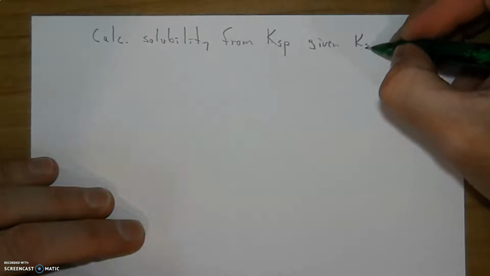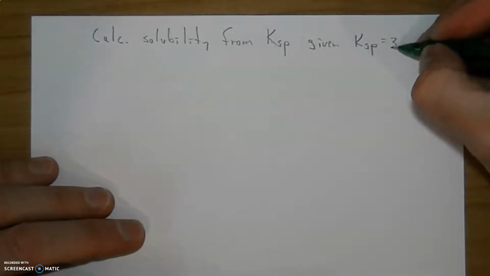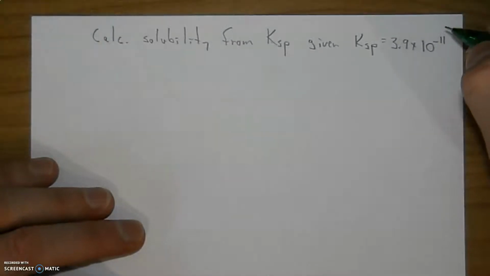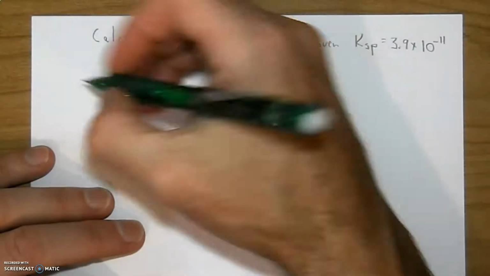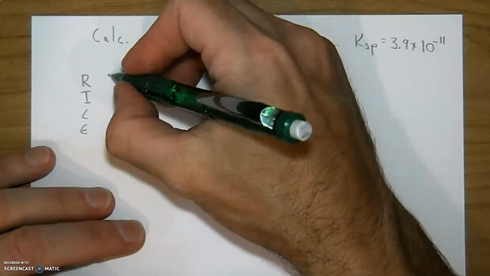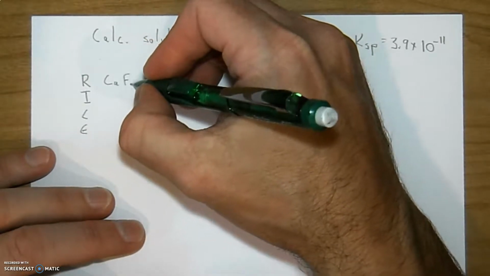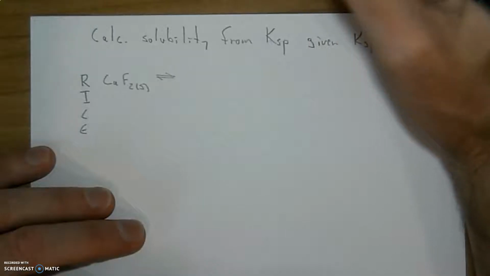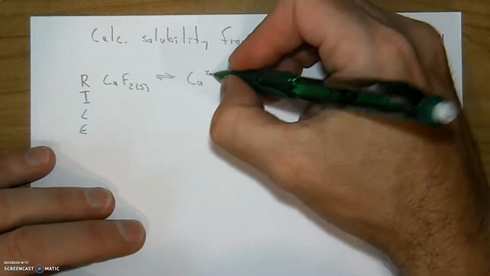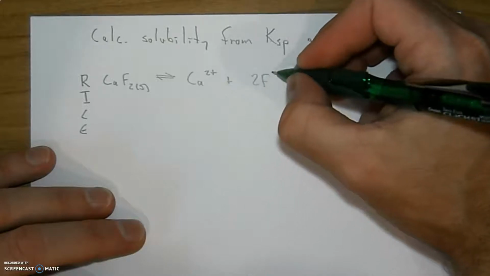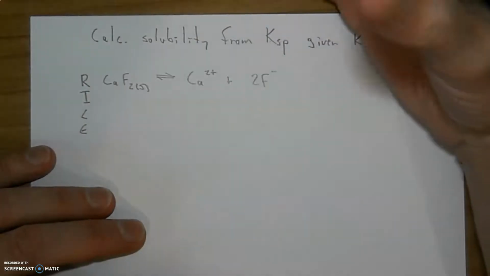Okay, given, in this particular case, Ksp is equal to 3.9 times 10 to the negative 11. And the substance we're dealing with here is calcium fluoride. So we're going to go ahead and write out a RICE table. It works just like everything we've done previously in the last couple of chapters. So looking at a RICE table, it will be calcium fluoride, and this is a solid. And we're going to dissolve it and produce some calcium ions and some fluoride ions. And this is based on molarity, so moles per liter.